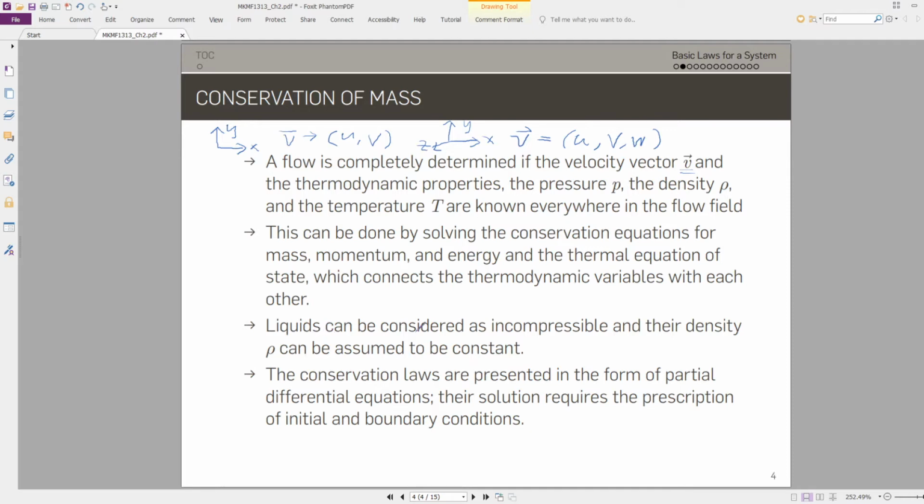And liquid can be considered as incompressible. So fluid can be categorized into two, which is compressible and incompressible. For the incompressible case, it is the condition where the density of the fluid everywhere in the control volume that we are going to consider can be assumed to be a constant value.